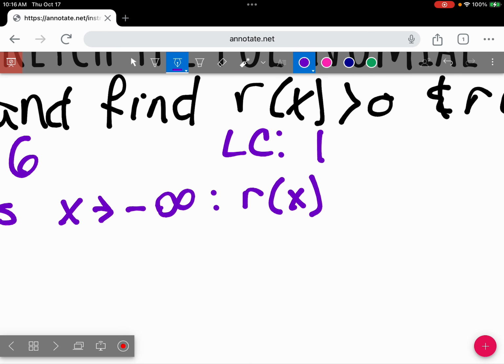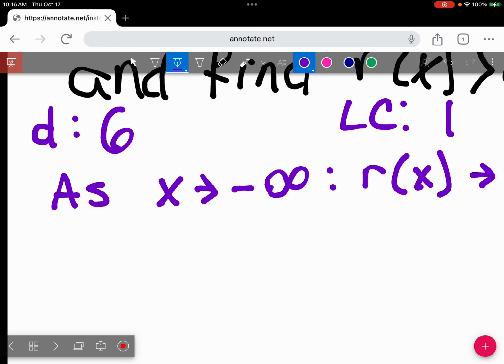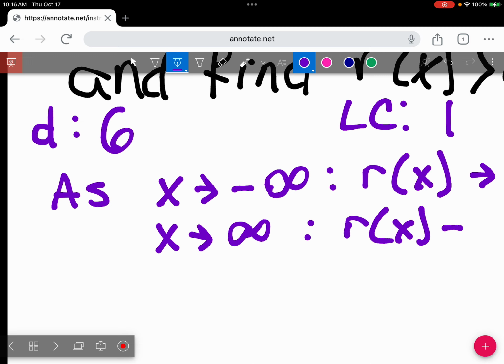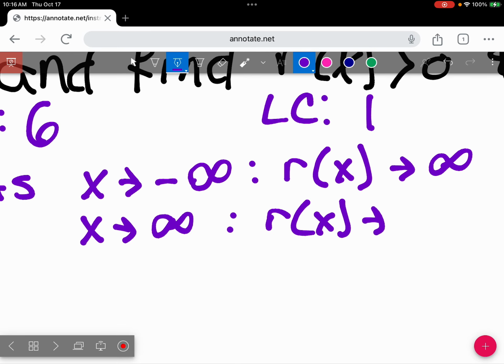Why positive though? Because it's an even positive, so both arrows are going to point up. So as x approaches negative infinity, r of x approaches positive infinity. And as x approaches positive infinity, r of x approaches positive infinity. Both arrows point up because it's an even function. Our degree tells us it's even.